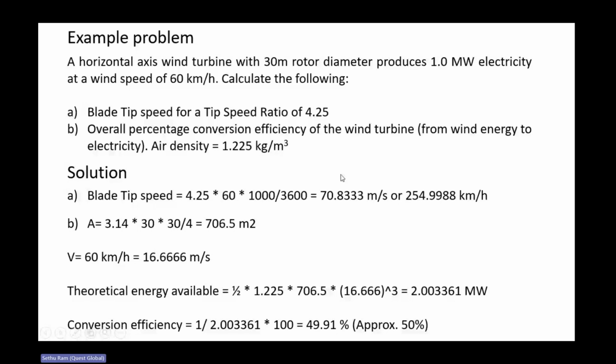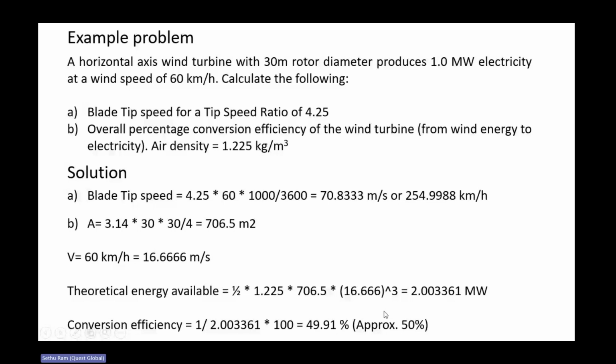And the area is pi r square, 3.14. R is the radius, 30 is the rotor diameter. Sorry, here 30 is the diameter, so this is d by 2. So d by 2 into d by 2, d square by 4. So here we got the area like this, and the velocity is this one, both in kilometers per hour and meters per second. So conversion efficiency will be around 50%. From the given inputs, we got 50% efficiency of the wind turbine.